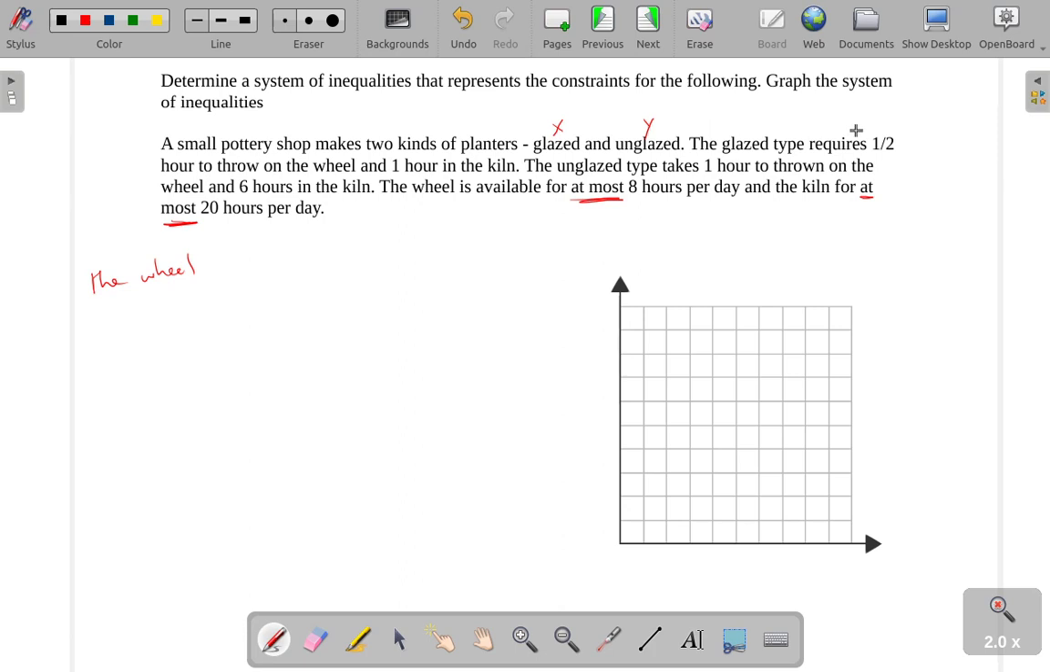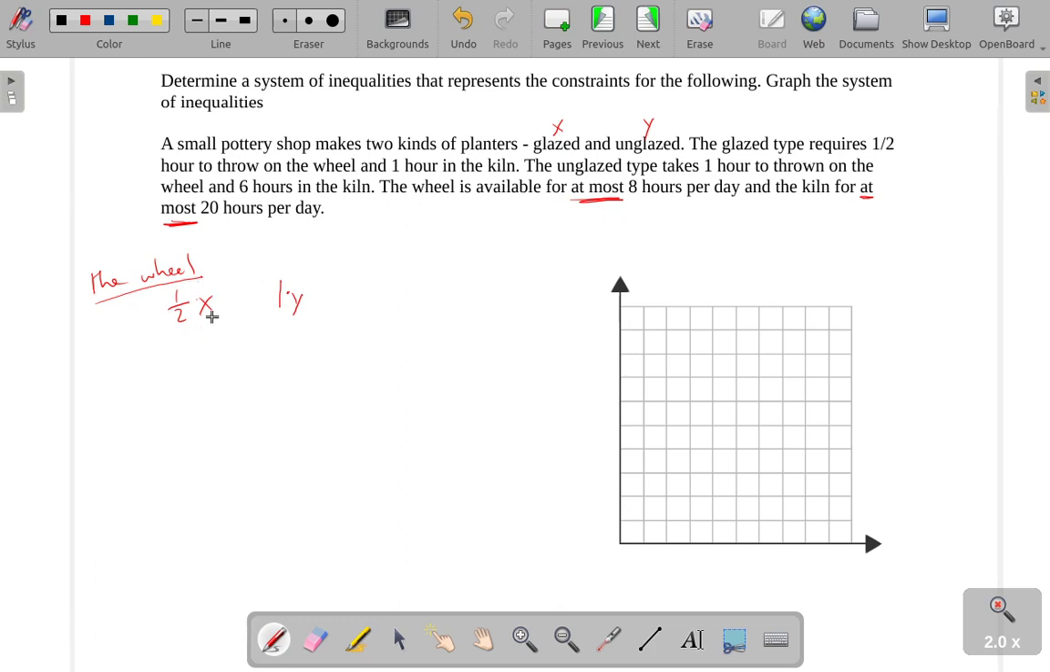So the glazed type requires a half hour to throw. It also requires some time in the kiln, but I'm talking about the wheel right now, so I don't really care how long it takes in the kiln at the moment. I'm only caring about the wheel, since that's what this restriction is about. So the glazed type takes a half hour to throw on the wheel. Well, if you figure out the total amount of time that we're spending on glazed planters, we have a half hour per planter times however many planters there are, which we decided to call X. We can do the similar sort of thing for the unglazed. For the unglazed, it takes 1 hour on the wheel. I don't really care how long it takes in the kiln right now. So 1 hour per unglazed times the number of unglazed.